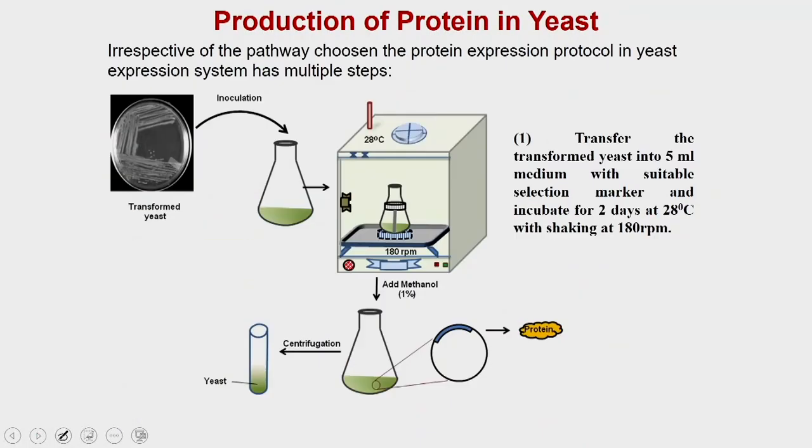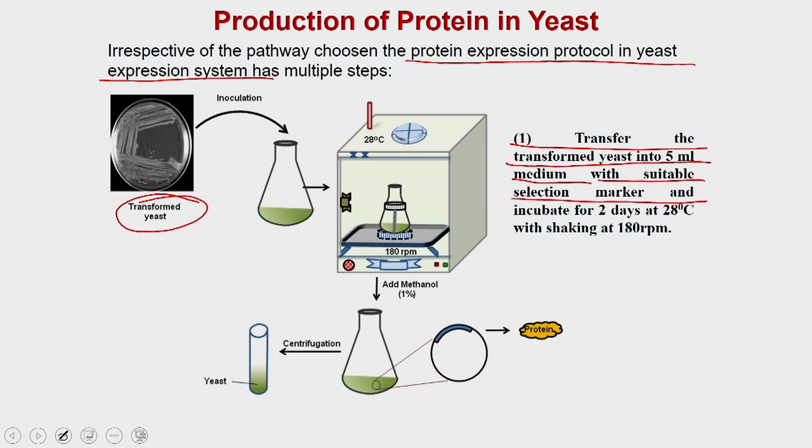Now, we have multiple steps which you have to follow for protein production in the yeast expression system. The first step is that you do the transformation of the yeast with the recombinant DNA. Once you have generated the transformed yeast, the first step is to transfer the transformed yeast into a 5 ml media with suitable selection markers and incubate that for 2 days at 28 degrees Celsius with shaking at 180 rpm.